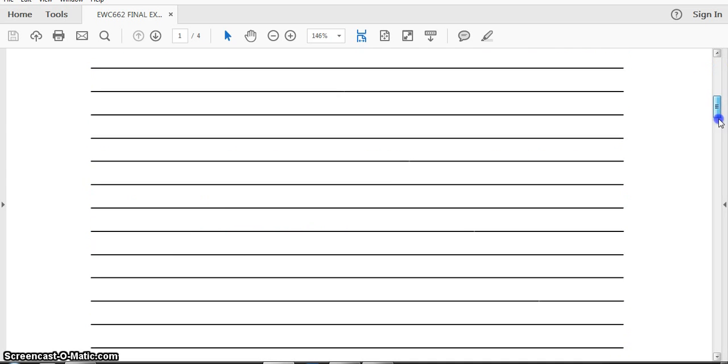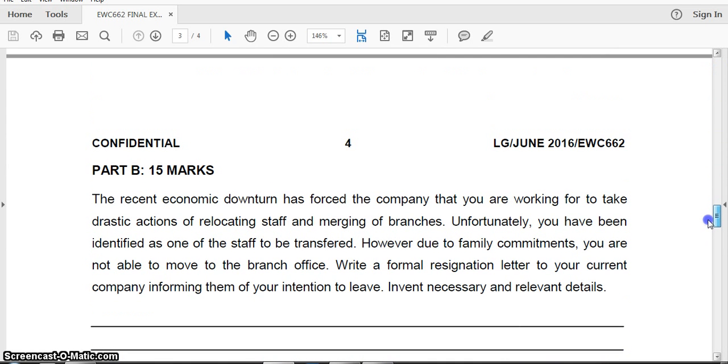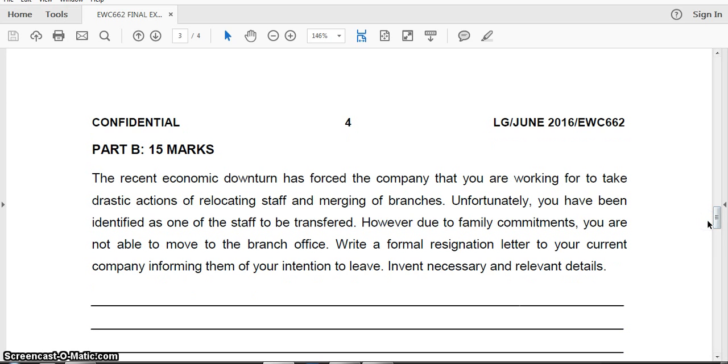All right, for part B, it will be your resignation letter. Now for the resignation letter, of course you have to elaborate as well, but as I mentioned to you before, when we talk about a resignation letter, if let's say you want to talk about the good things that you receive from the company, at least provide 2 points. At least provide 2 points.